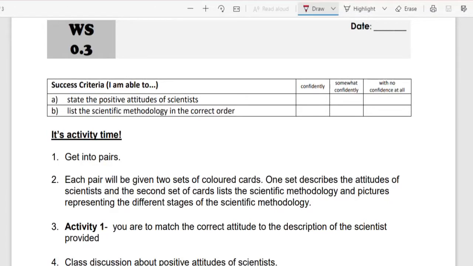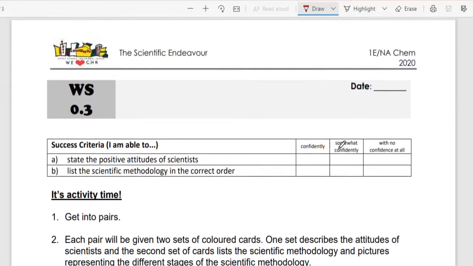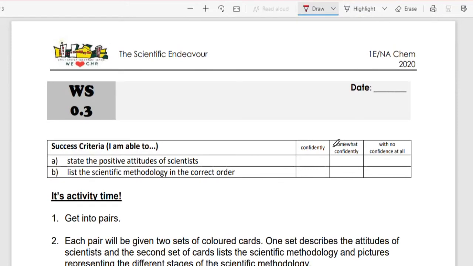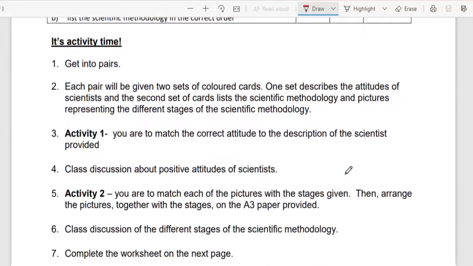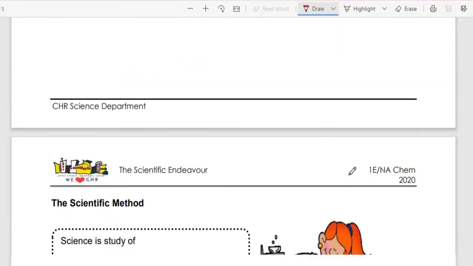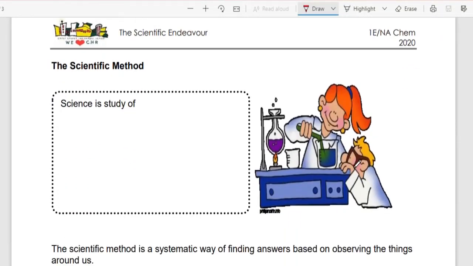Okay, now we're going to be at worksheet 0.3, worksheet 0.3 for the nature of science or scientific endeavor. This activity time will only be going through in class, so for now we will not be going through this. We'll just jump straight into going through the answers.